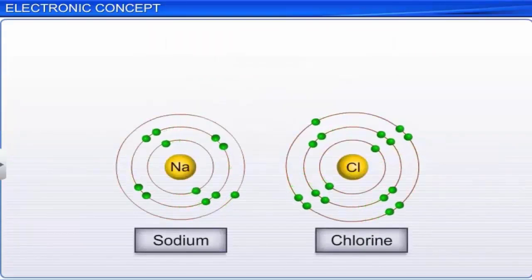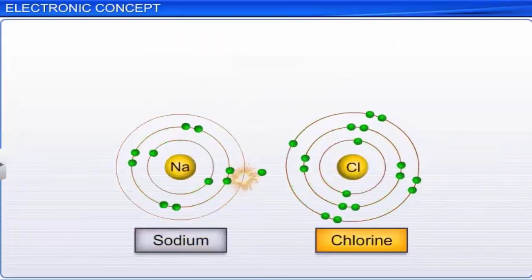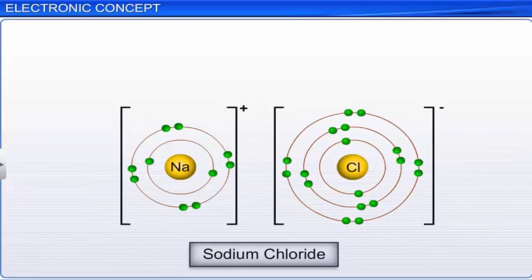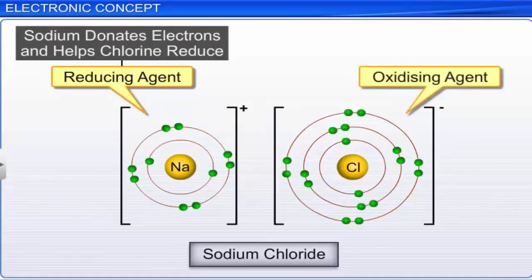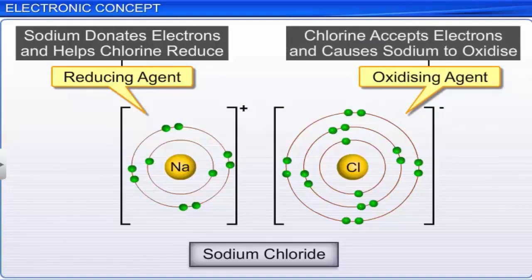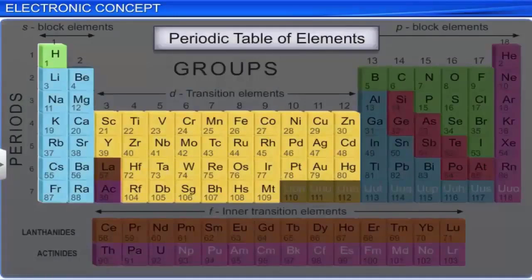Thus, in the reaction between sodium and chlorine to form sodium chloride, sodium acts as a reducing agent by donating the electrons, while chlorine acts as an oxidizing agent by accepting the electrons. We know that metals show the tendency to lose electrons. The more easily a metal loses electrons, the more active it is.